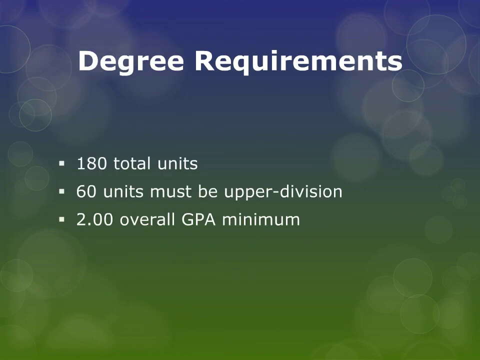In addition to these university requirements, you must also complete certain degree requirements. In order to graduate, you must complete at least 180 total units. Of these 180 total units, 60 must be upper division. Most majors require only 48 upper division units, so you may need additional upper division electives to reach 60 units. Remember, upper division courses are numbered 100 through 199 at UC San Diego. You must also achieve a minimum 2.0 major and overall GPA to graduate.